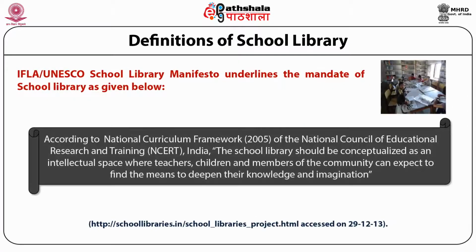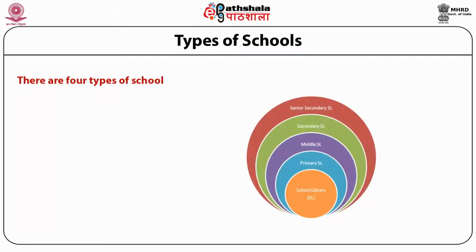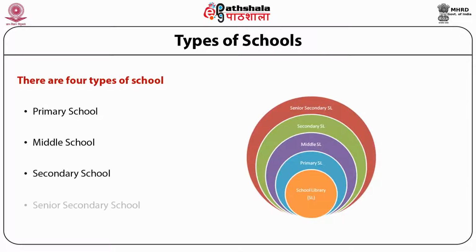According to the National Curriculum Framework of the National Council of Educational Research and Training, NCERT India, the school library should be conceptualized as an intellectual space where teachers, children, and members of the community can expect to find the means to deepen their knowledge and imagination. Now we will be discussing the types of schools. There are four types of schools, that is primary school, middle school, secondary school, senior secondary school.